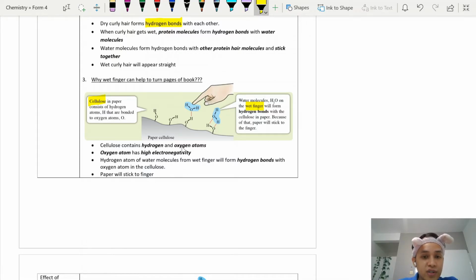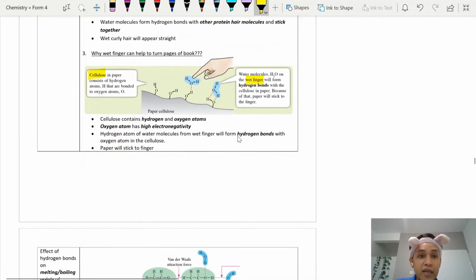The cellulose has hydrogen and oxygen atoms. So water molecules, the hydrogen, will form hydrogen bonds with the oxygen atom in the cellulose, and then the paper will stick onto the paper. It's not necessarily only one hydrogen bond. As you can see here, it can be like this also. As long as you have the oxygen and the hydrogen, from different molecules, they are going to form hydrogen bonds. So it's not only one bond, you can have a lot, depending on the molecular structure.